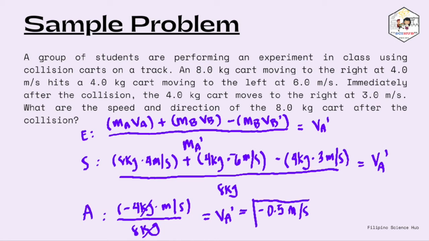And to answer the question, the speed of object A, our 8 kilogram cart, will be 0.5 meters per second, and its direction would be moving to the left. So our assumption in our illustration earlier was correct. Now, in order for us to check if our final answer is correct, we simply substitute this value into our general equation earlier and check if both sides of the equation are equal to each other.